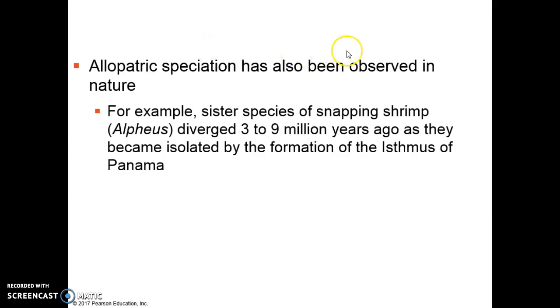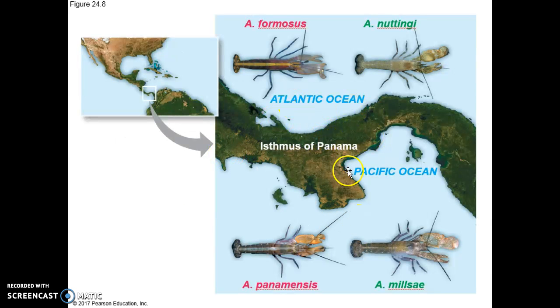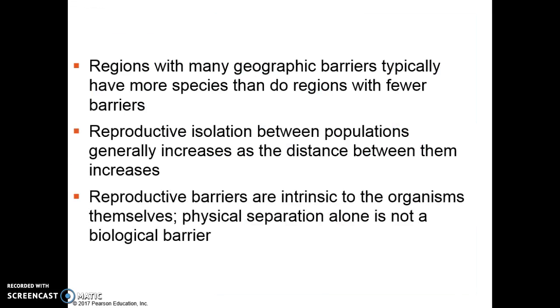We see allopatric speciation in nature. Those snapping shrimp, your book talks a lot about them. I've got a picture here. They diverged 3 to 9 million years ago as they became isolated, as basically as water dropped, as the sea levels dropped. This isthmus separated these guys geologically. So essentially the exact opposite of the Grand Canyon forming, right? There we were digging land away. Here we're building land up. These guys became geographically isolated. So now even if you put them in the same tank, they can't reproduce.